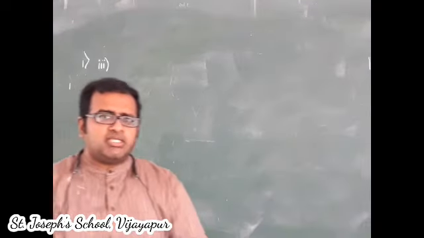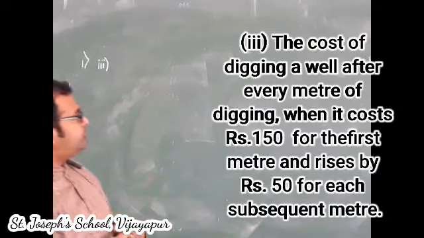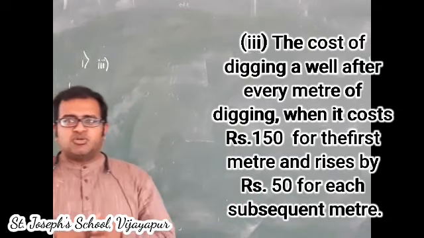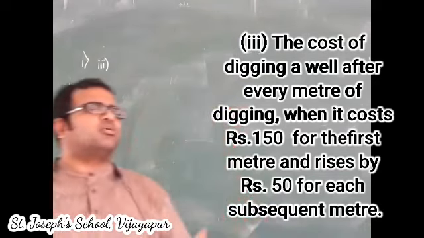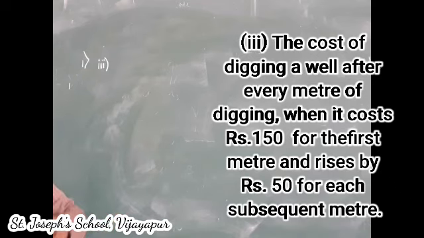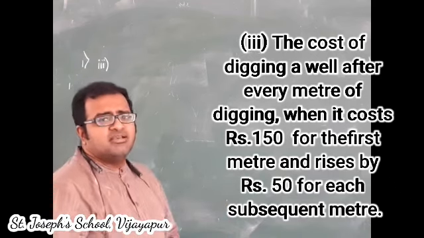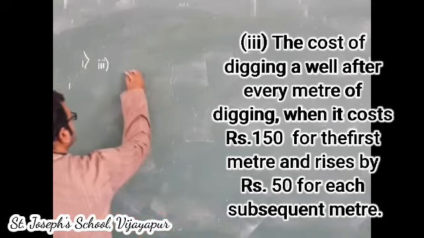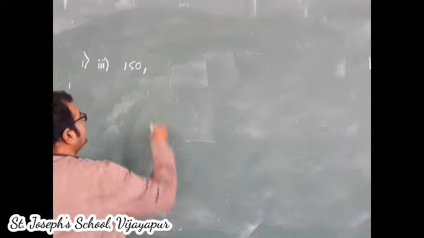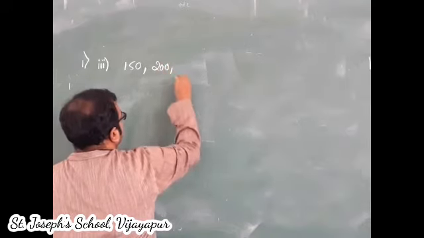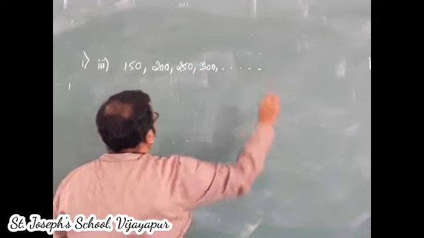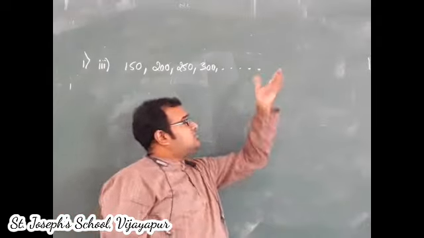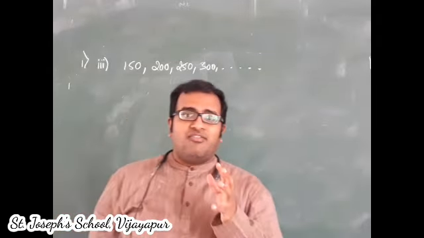The third sub question goes like this. The situation is, you can see the question here. They are digging a well and the first meter costs 150 rupees. As we go on, every further meter costs 50 more. So the values must be first 150 rupees, next 50 rupees more, that is 200, next 250, 300 and so on.